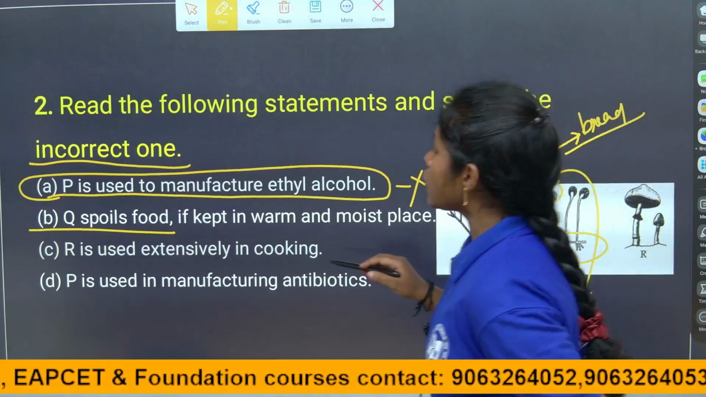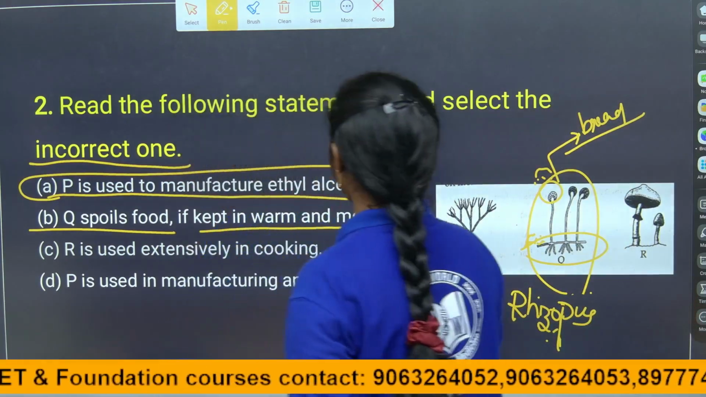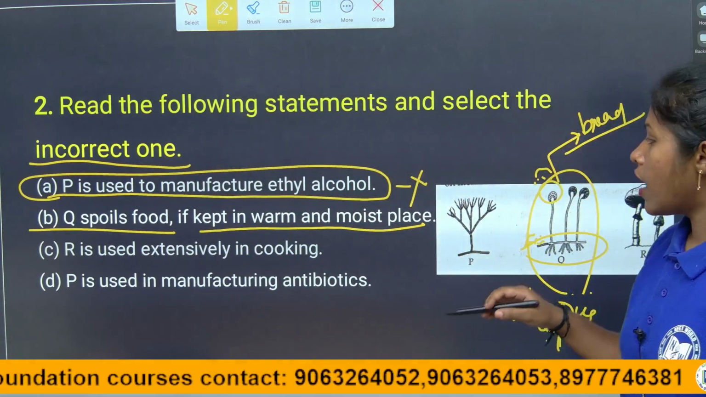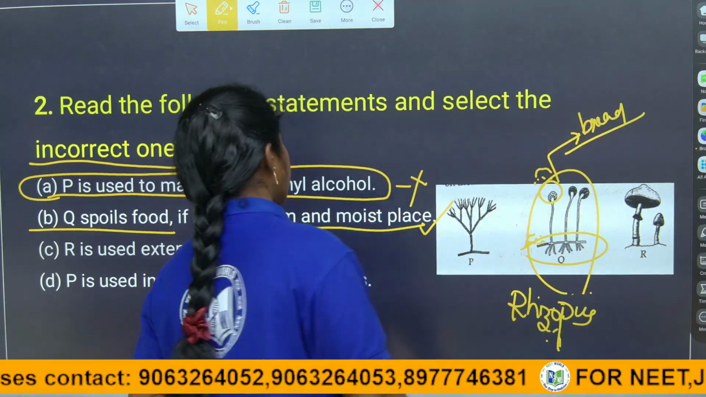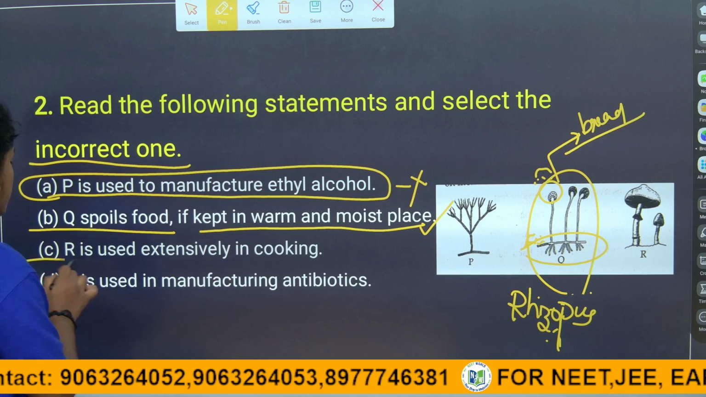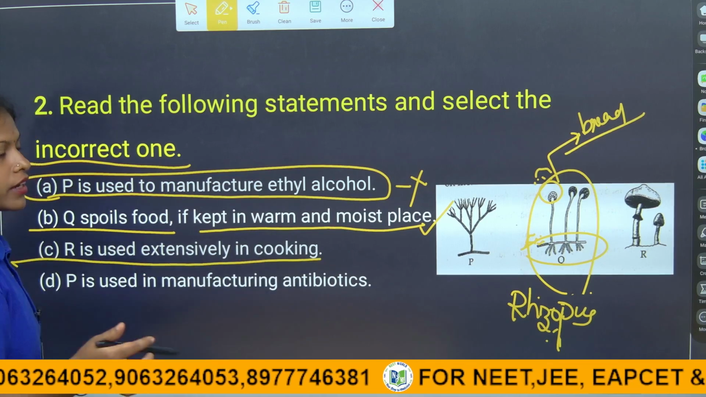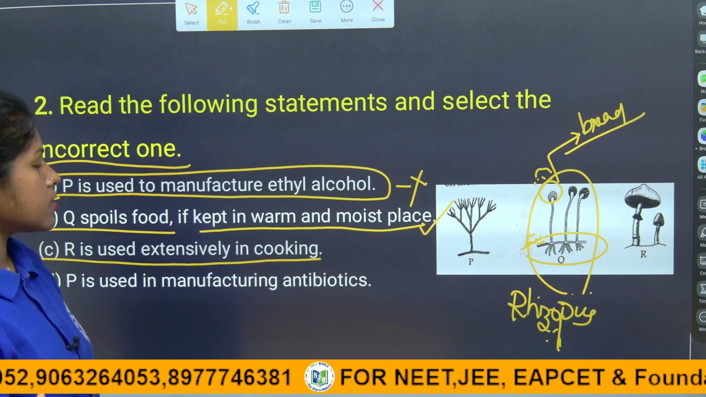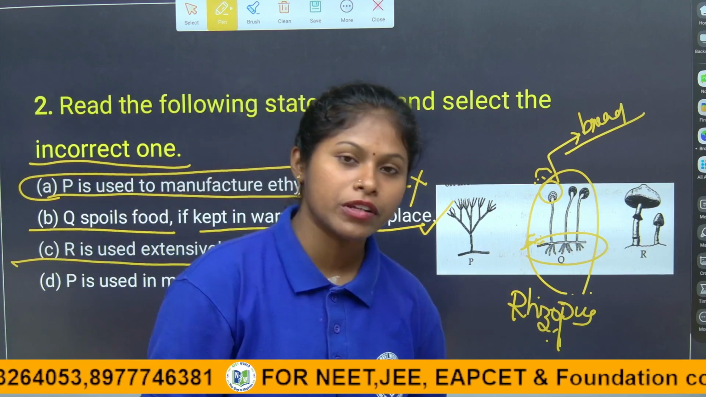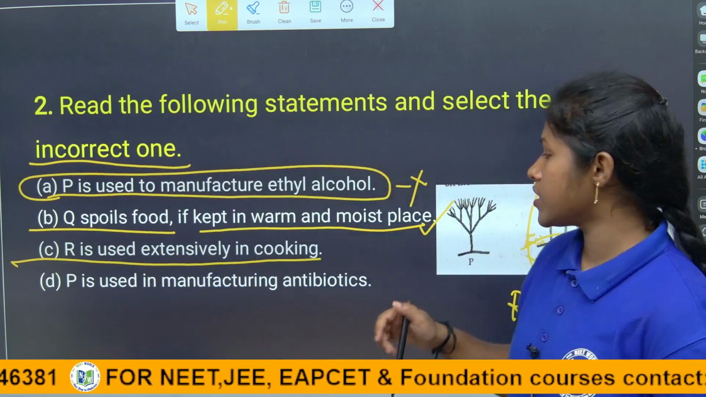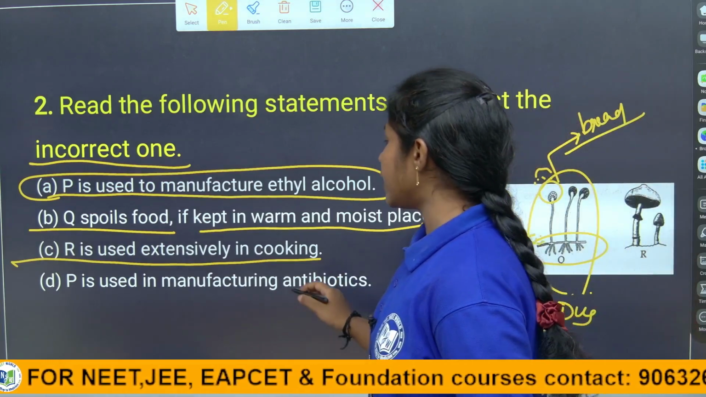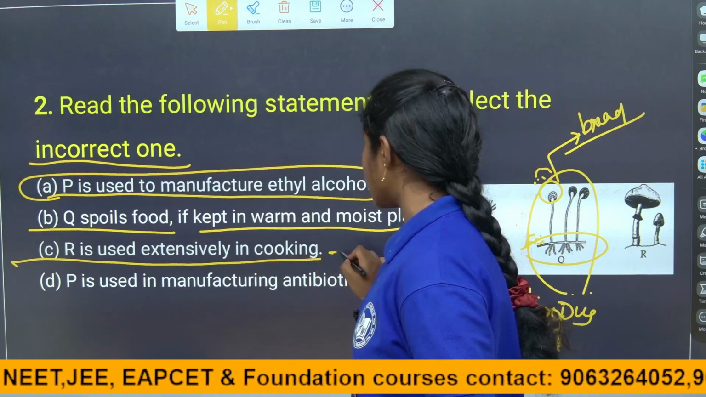So here they are saying Q spoils food if we keep it in warm and moist places. Of course, it is a right statement. Coming to the next statement, R is used extensively in cooking. Of course, edible mushrooms are extensively used in cooking because they have vitamin B12 and selenium. Right children, they are very nutritious in content. That is why they are extensively used in cooking. It is also a right statement.